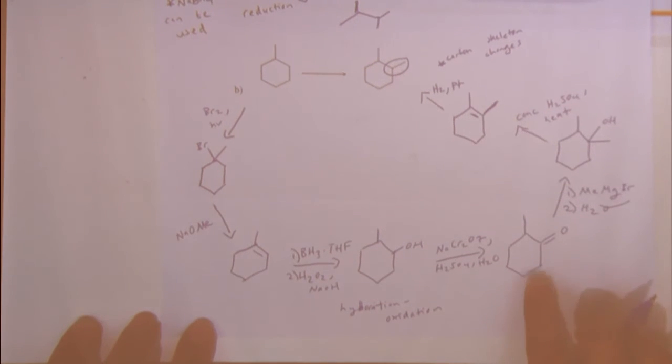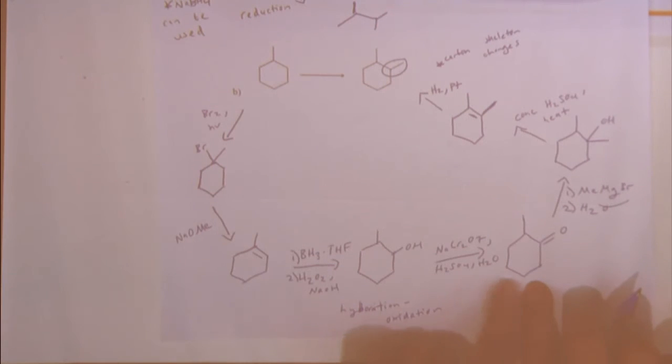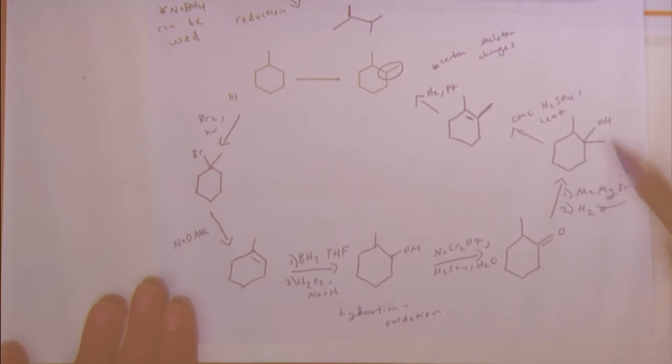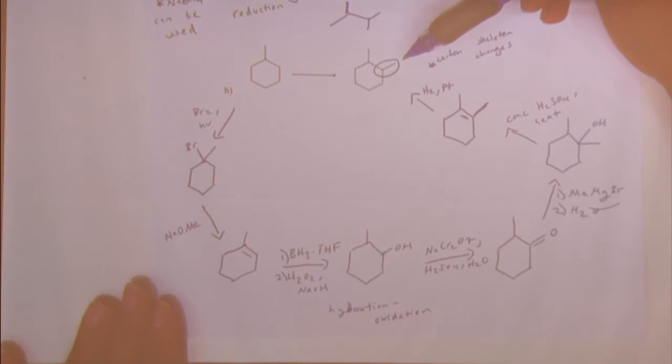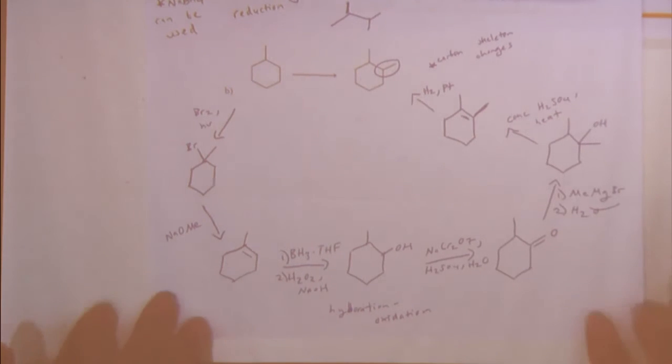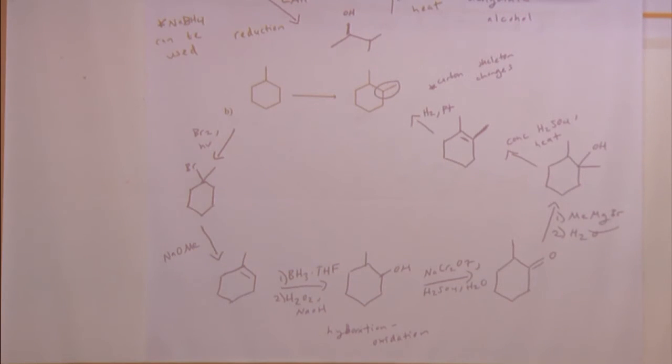So in this case, to be able to use the Grignard reagent, we had to form a ketone, which is why we went through all these steps to get to the ketone. But once you're at the ketone and you use the Grignard reagent, how easy it is to get to the product. Any questions? Okay.